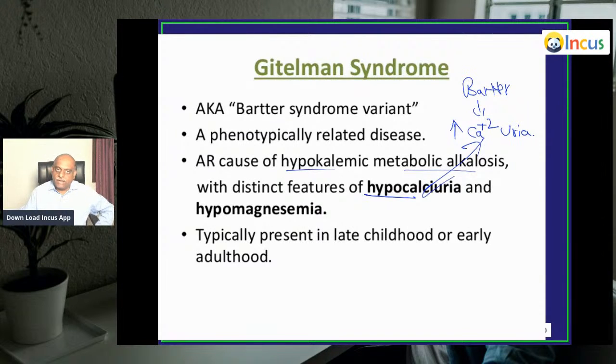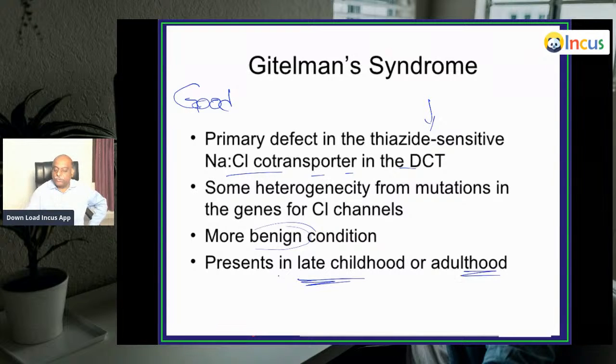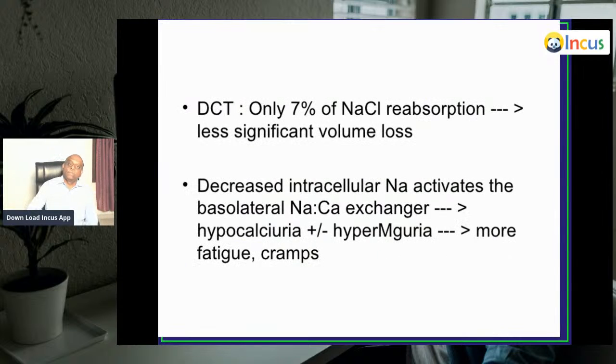Between the Bartter and Gitelman. Gitelman also shows hypomagnesemia. And Gitelman presents more in the late childhood or early adulthood. And the primary defect is in the thiazide sensitive sodium chloride co-transporter. And it is more benign. Gitelman is good. G for good. So in late childhood or adulthood, it presents.